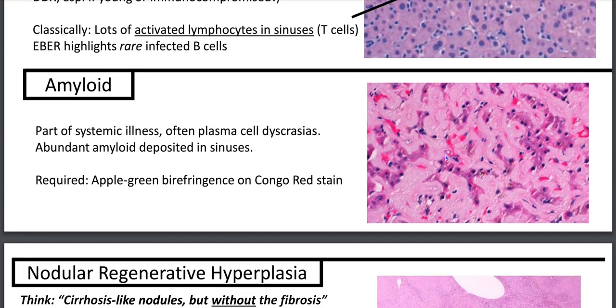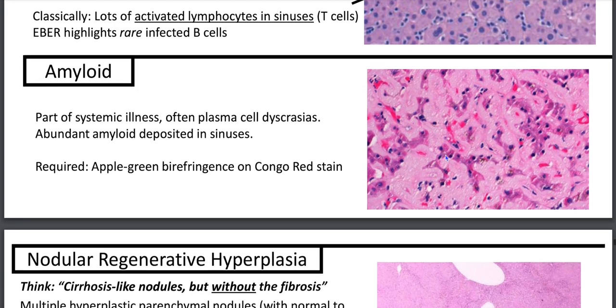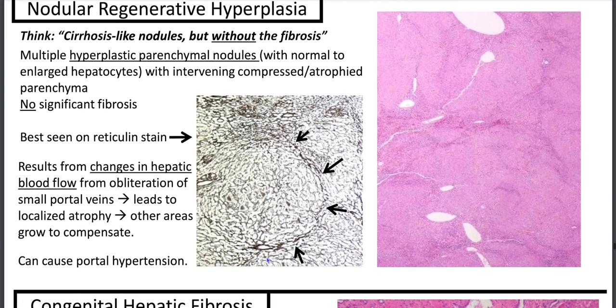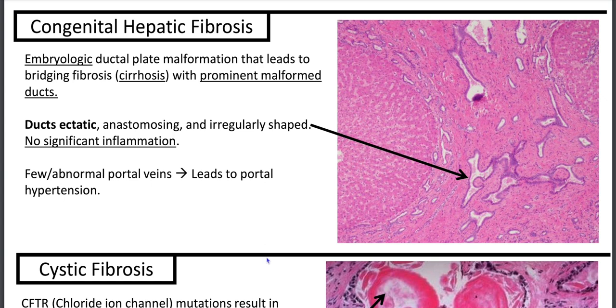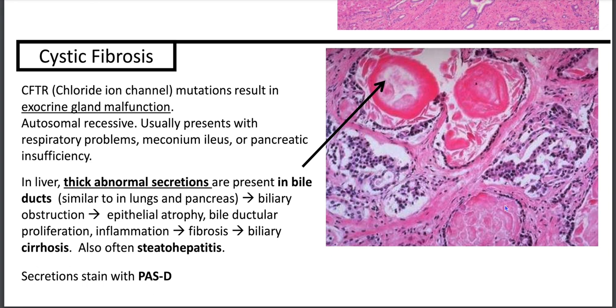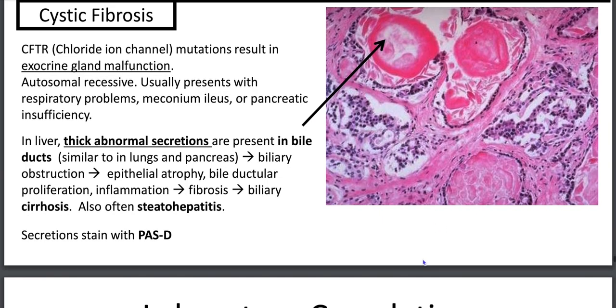Amyloid, get your apple green birefringence on Congo red stain in patients with often plasma cell dyscrasias. NRH, cirrhosis like nodules but without the fibrosis. Get your reticulins to confirm, and often due to changes in hepatic blood flow and compensation. And it can cause portal hypertension. Congenital hepatic fibrosis, embryologic ductal plate malformation with prominent malformed ducts, and the ducts are ectatic, irregularly shaped without significant inflammation. Cystic fibrosis, you'll have thick abnormal secretions in the bile ducts. And this could lead to biliary cirrhosis and also often steatohepatitis. And the secretion stained with PAS diastase.